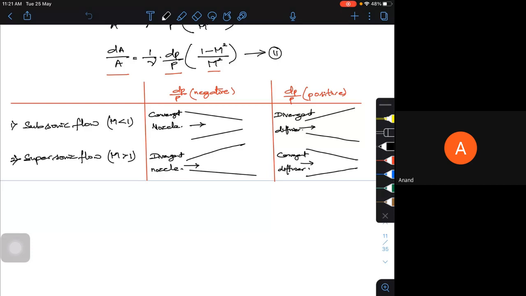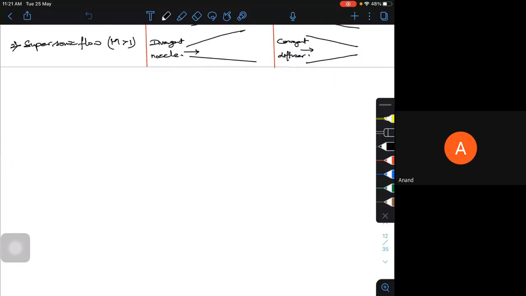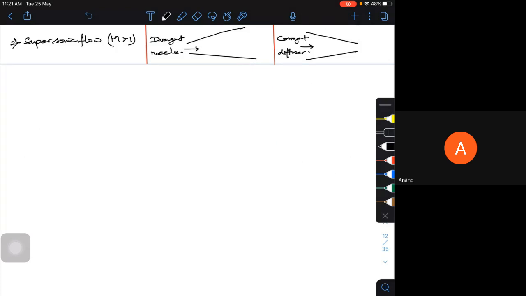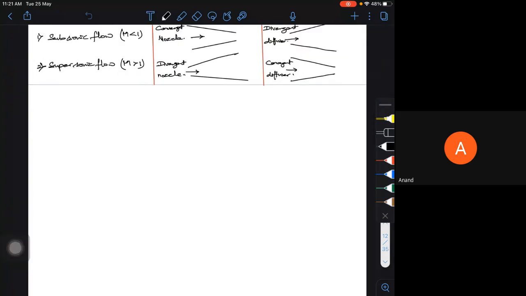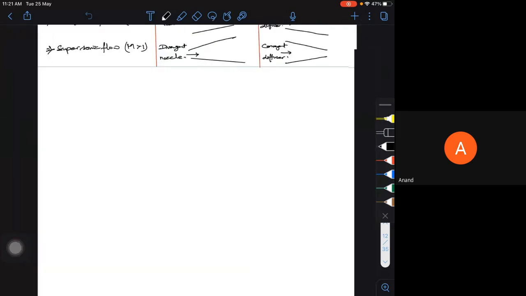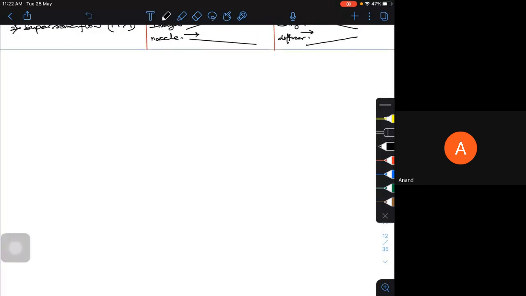We looked into that. So today we'll look into the next part, what is called a diffuser. What exactly is a diffuser? A diffuser is very similar to your nozzle. The only thing is, a diffuser acts as a device which is used to recover the pressure. So the diffuser is used to recover the pressure.